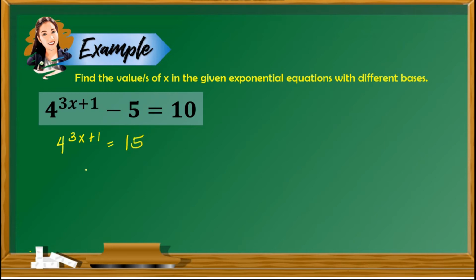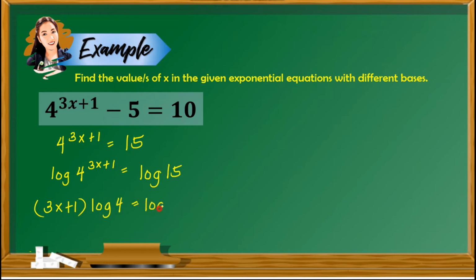Next is to take the logarithm or ln of both sides. This time, let us use the common log. So we have the logarithm of 4 raised to 3x plus 1 equals the logarithm of 15. Next is to apply the law of a power. We have 3x plus 1 times the logarithm of 4 equals the logarithm of 15.